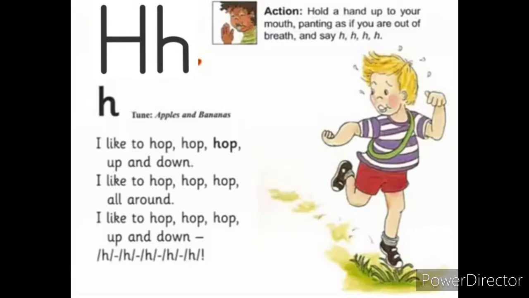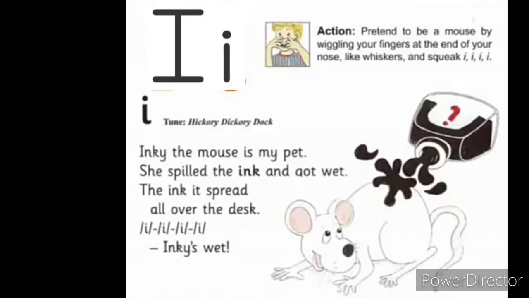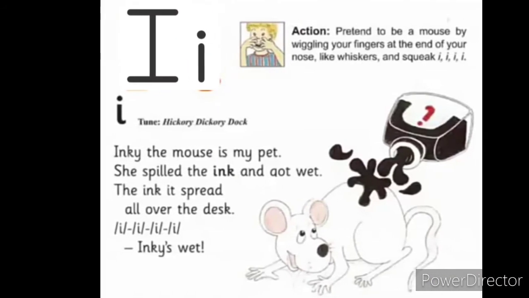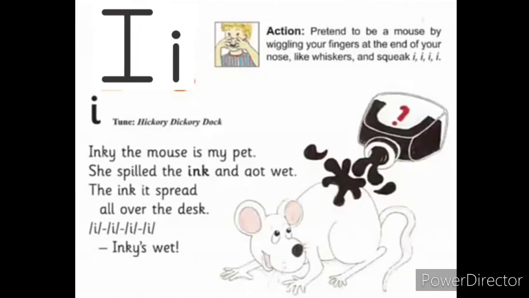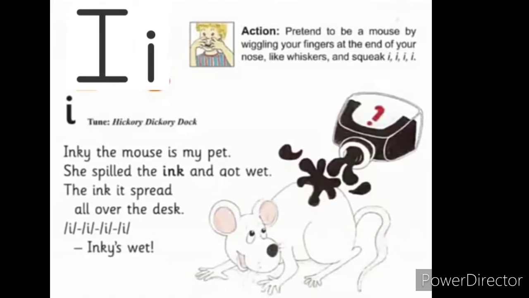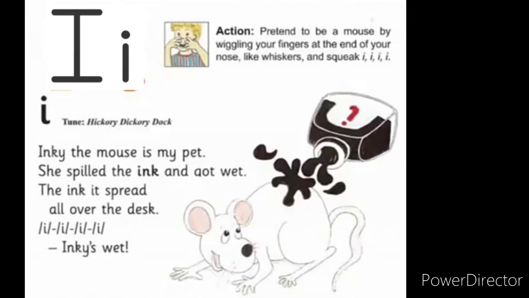This is alphabet H. I like to hop, hop, hop, up and down. I like to hop, hop, hop, all around. This is alphabet I. Ink the mouse is my pet. She spilled the ink and got wet. The ink is spread all over the desk. Ink is wet.